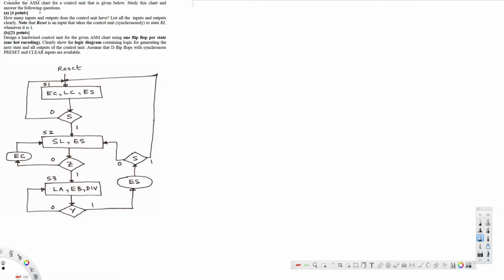Here, this question is asking: consider the ASM chart for a control unit that is given below. Study this chart and answer the following question. How many inputs and outputs does this control unit have? List all the inputs and outputs clearly.